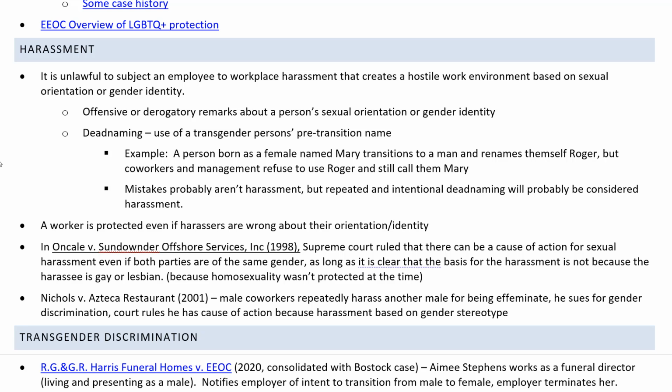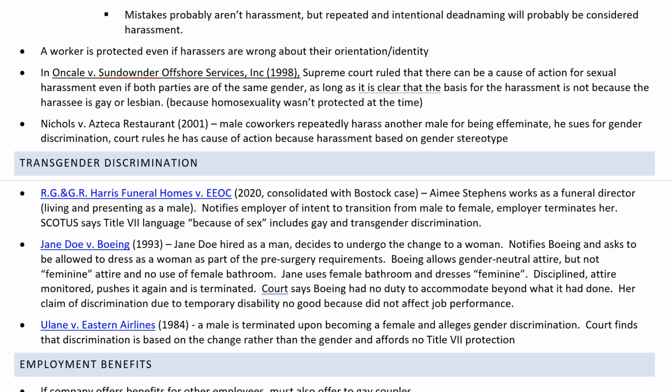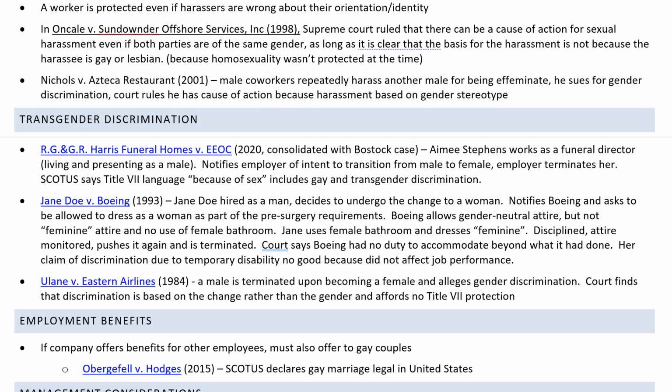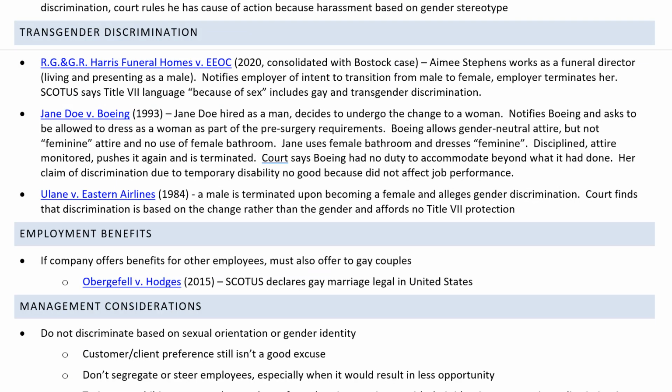In 2001, there was a separate case where male coworkers were repeatedly harassing another male because of that male being effeminate. He sued for gender discrimination. The court ruled that he actually has a cause of action because the harassment was based on a gender stereotype. I'll mention a lot of these historical cases just so you can see how the law has evolved over time and the way things have changed.